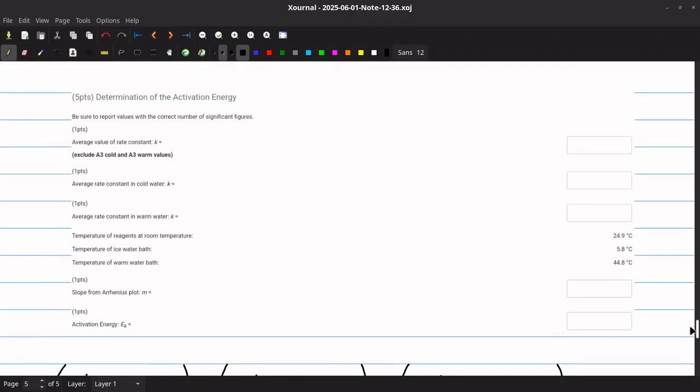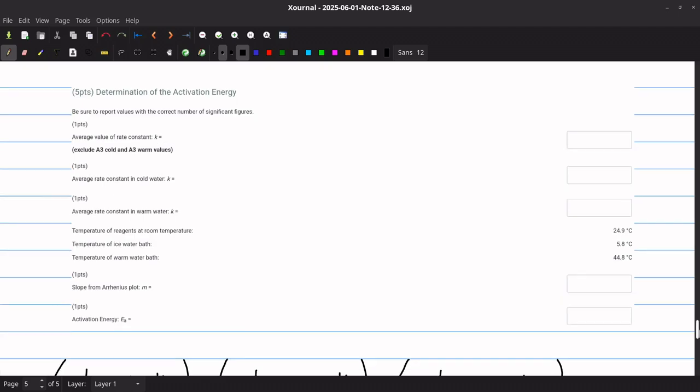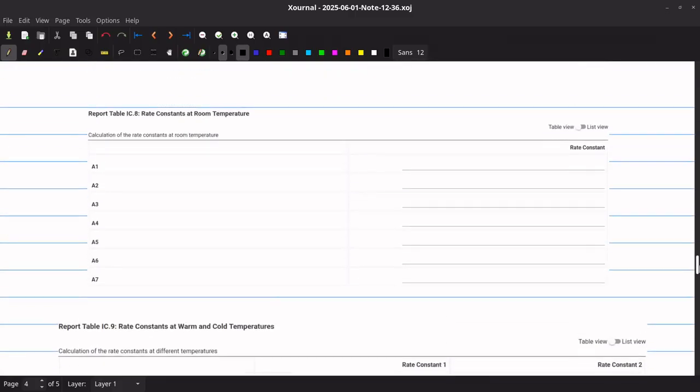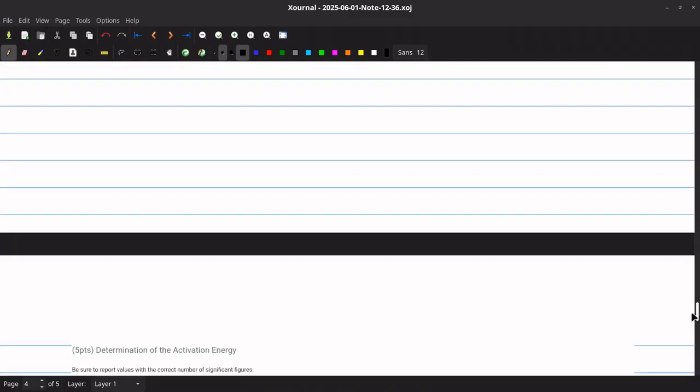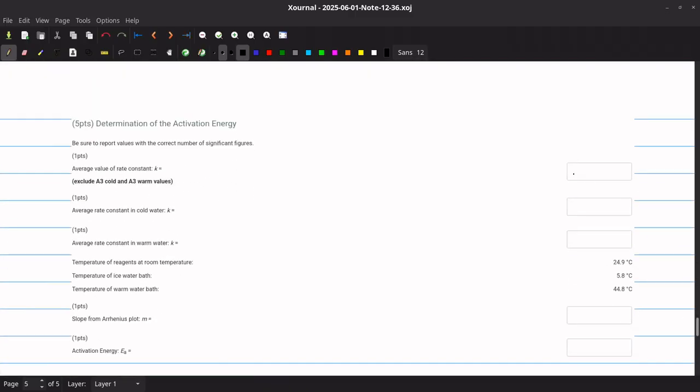The next thing that we're going to need to do, we do have kind of a big part here that just gets tacked on at the end. You're going to get the average value for the rate constant K. That's just going to be for all of the room temperature ones. So you're going to average all of the rate constants in this table here and divide by, what is there, 7 of them there. And you're going to put that right there.